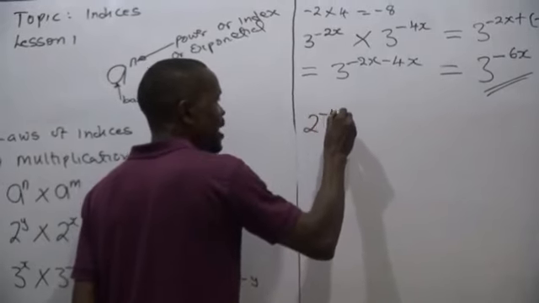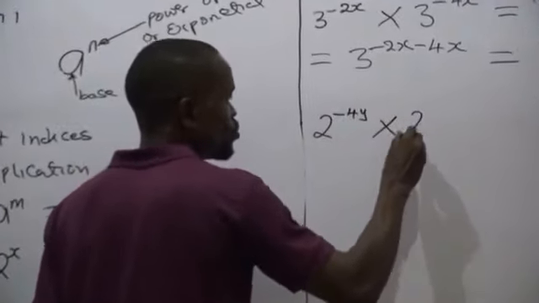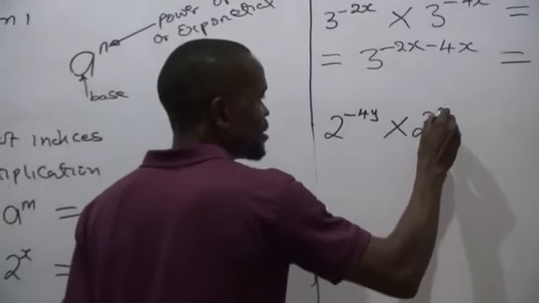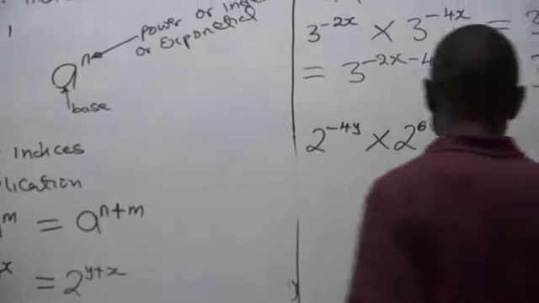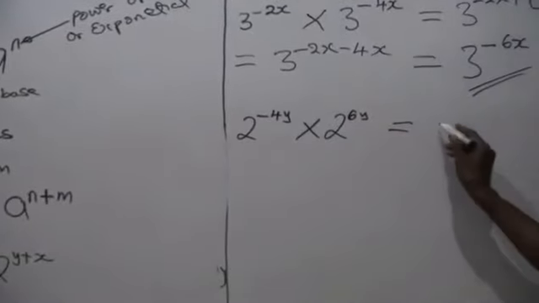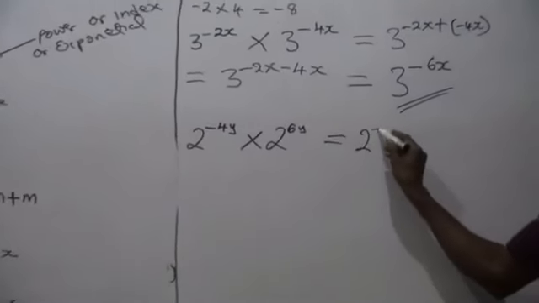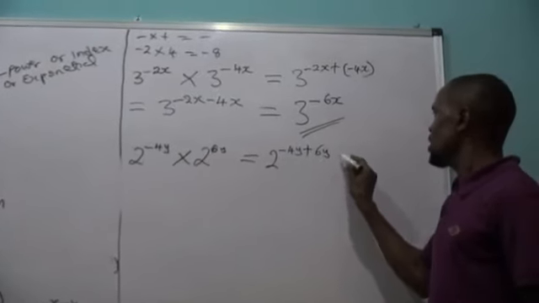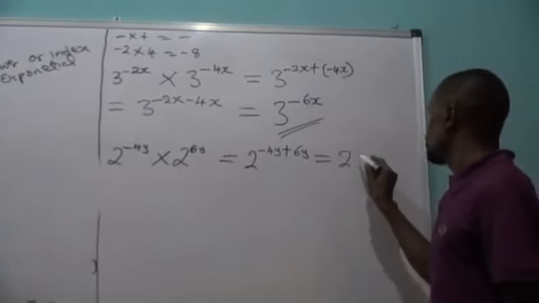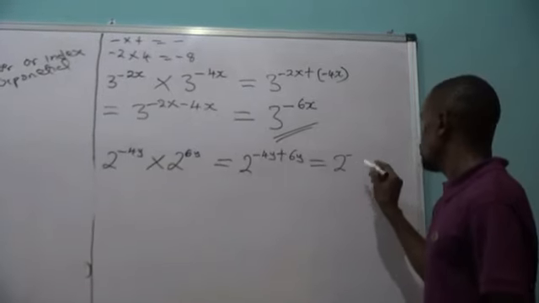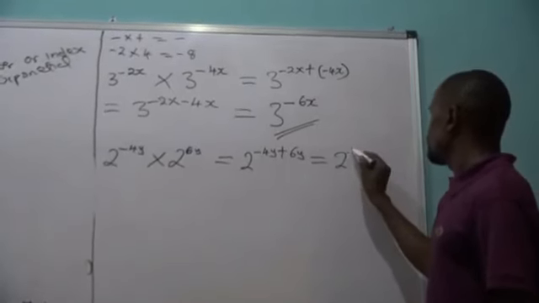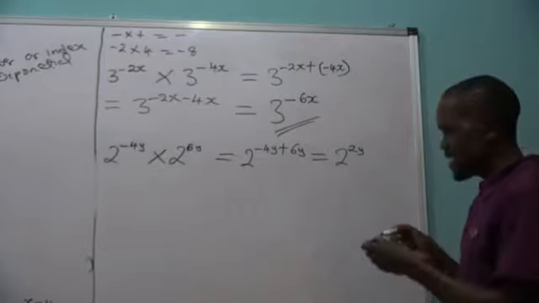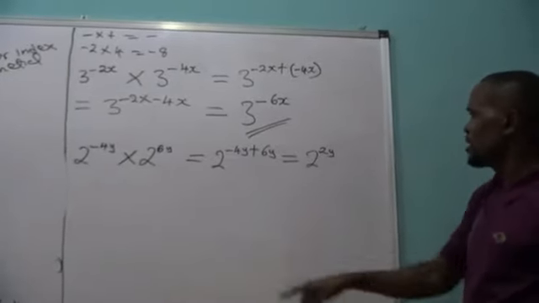Another example. Let's say that we have 2 raised to power minus 4y times 2 raised to power 6y. This simply means that I have 2 raised to power minus 4y plus 6y, and that gives me 2 raised to power 2y. How did I get that? How did I get 2y?